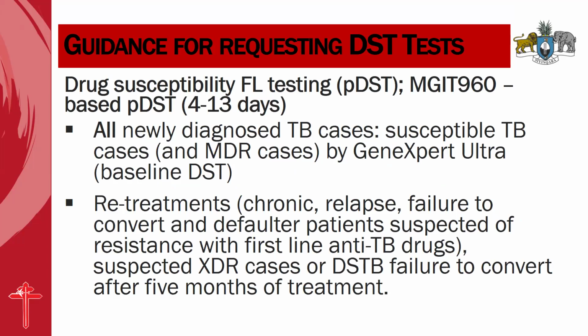So, guidance for requesting DST tests, drug susceptibility first-line testing, which is the phenotypic DST. The MGIT 960 that I've just shown in the previous slide detects Mycobacterium tuberculosis, and it is also used for phenotypic DST, first line and second line. So all newly diagnosed TB cases, susceptible TB cases, and MDR cases by GeneXpert Ultra at baseline are going to be tested using the phenotypic DST, using that MGIT 960.